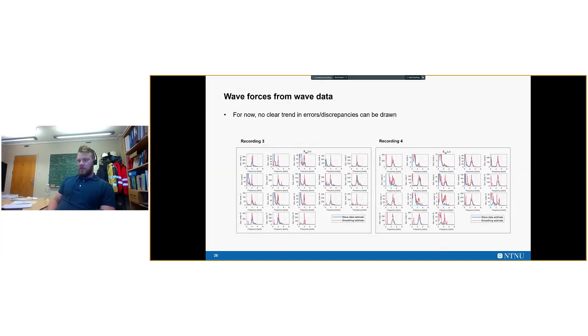And for now, we are not able to draw a quite clear trend in how these errors occur, when they occur, under what conditions, and so on. So this is something that we are looking into. But we think that this force identification has some potential, but there are still some challenges that need to be worked out in order to have a good accuracy.